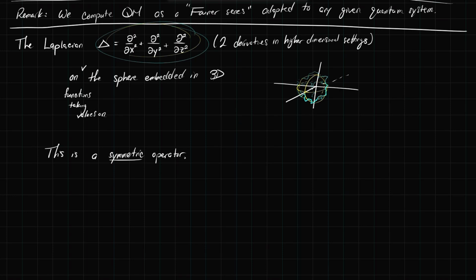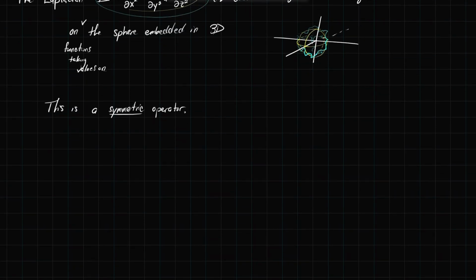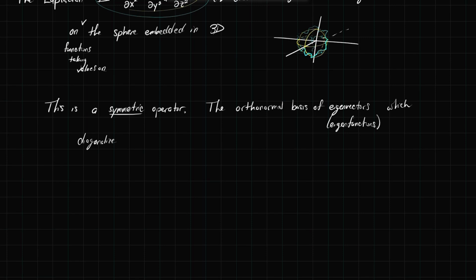Okay, you take my PDEs course if you want to see why this is the case. I go through it all in the PDEs course. But you take a sphere, you take a Laplacian, it's a symmetric operator. The orthonormal basis of eigenvectors or eigenfunctions which diagonalize this operator are the spherical harmonics. It's a special name for them. Don't worry too much about that name.